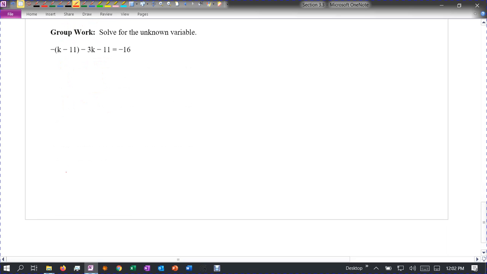And here we go. All right, so a couple things. First, this is a negative. I'm going to distribute the negative through. So that gives me negative k plus 11. Then I still have minus 3k, and then minus 11, and then equals negative 16.